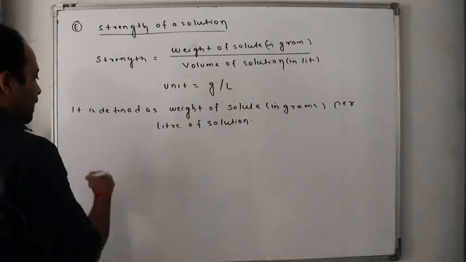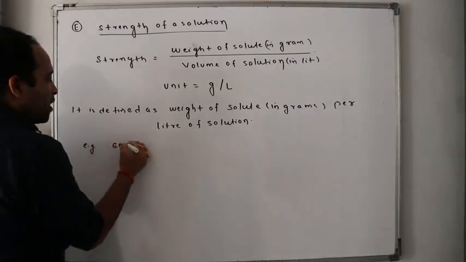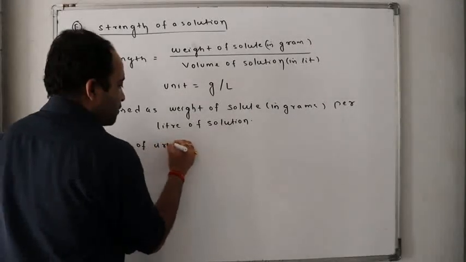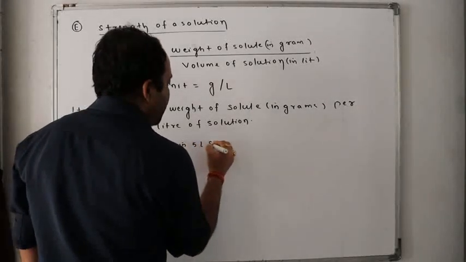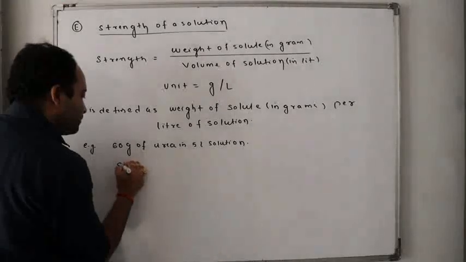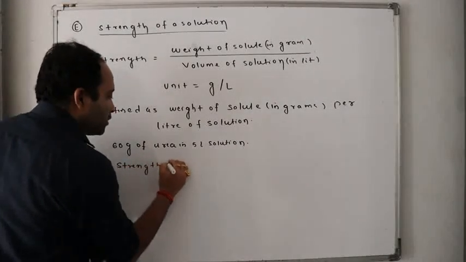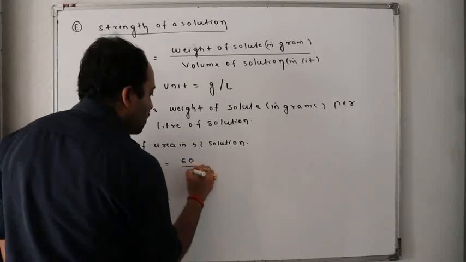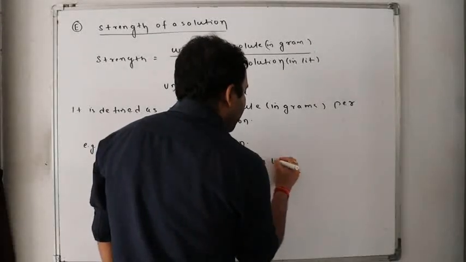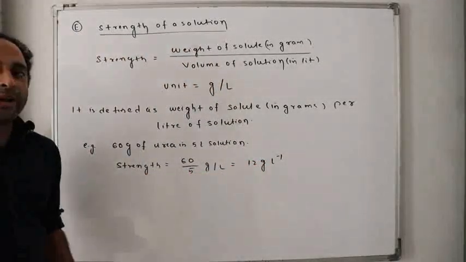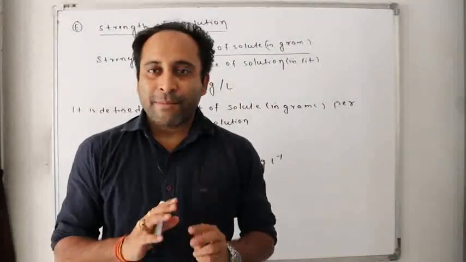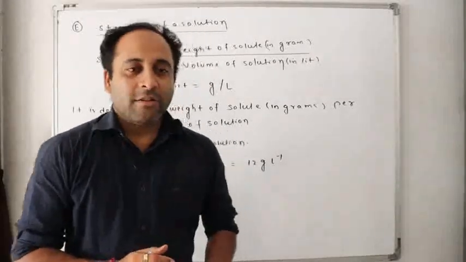I gave you an example also in the last class. If I say 60 gram of urea in 5 liter solution, what is the strength here? Strength is equal to 60 by 5 gram per liter, or 12 gram per liter. That means 12 gram of the solute is present per liter of the solution. Am I loud and clear? Easy. Now let us go for the next question.